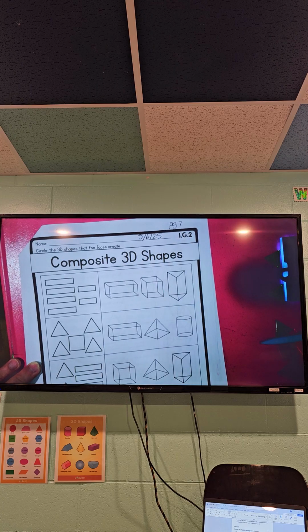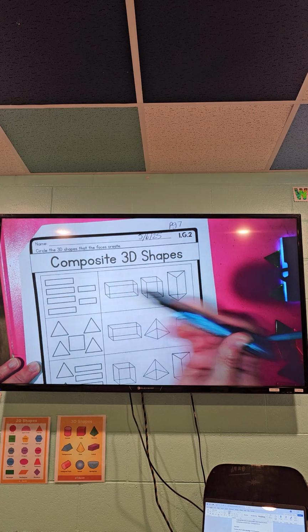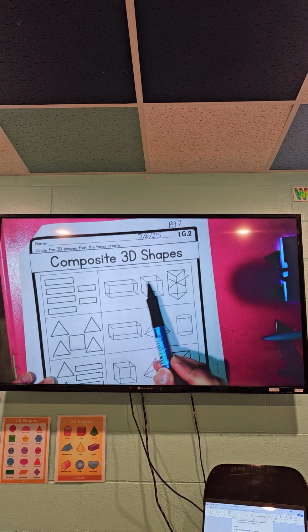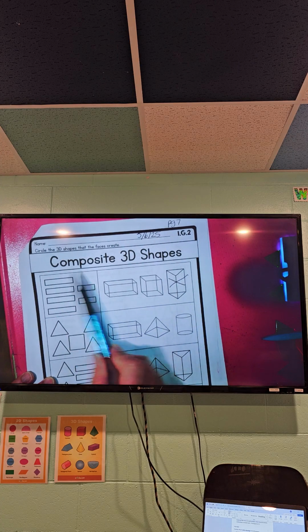make? Well, do you see any triangles? This one has triangles. I don't see any triangles, so we know it's not this one. So put an X on that. And these faces are all what? These are all squares.